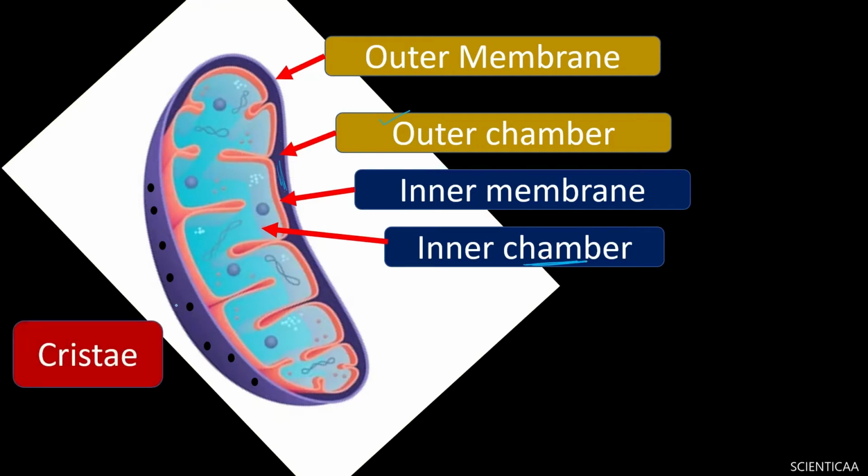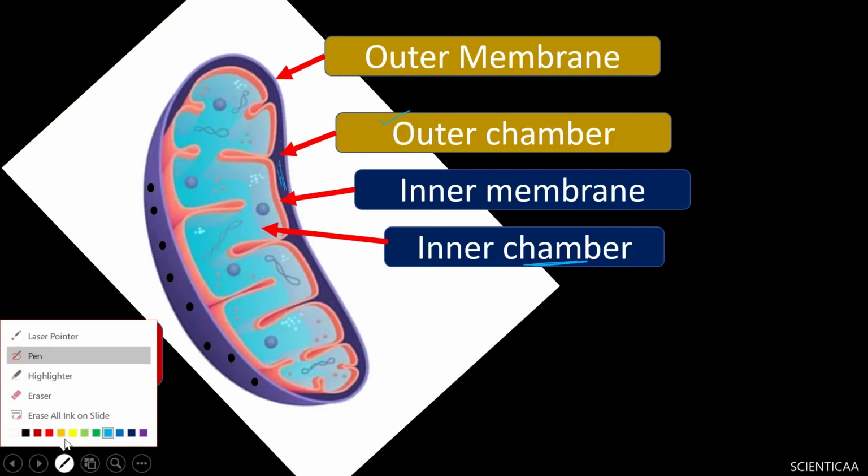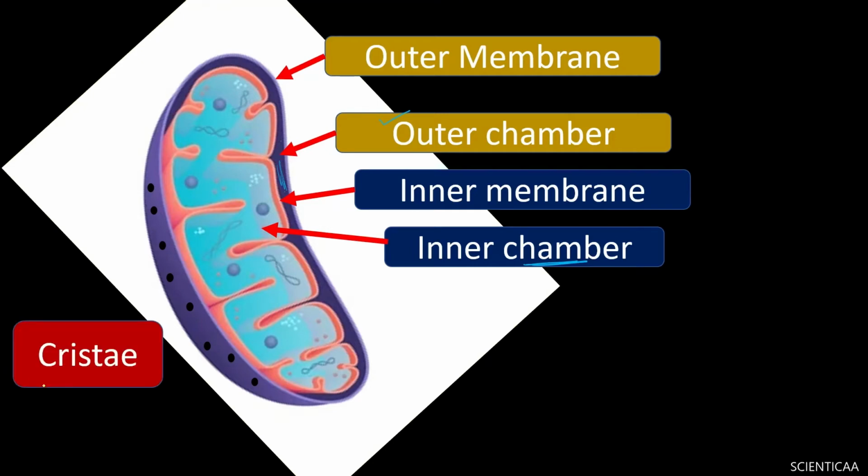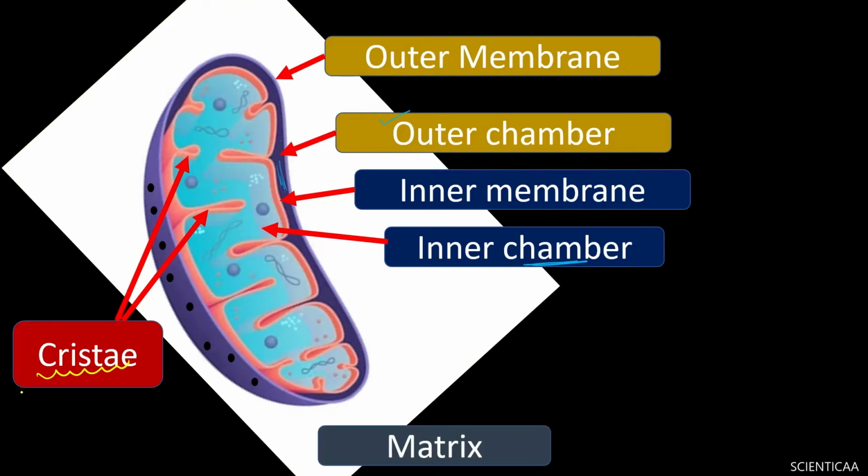Inside the inner chamber, we have seen that the inner membrane is folded into finger-like projections which are called as cristae, like this. It is folded inside. And also the inner chamber is filled with a gel-like proteinaceous substance which is called as the matrix. So this is the matrix which fills up the inner chamber of mitochondria.